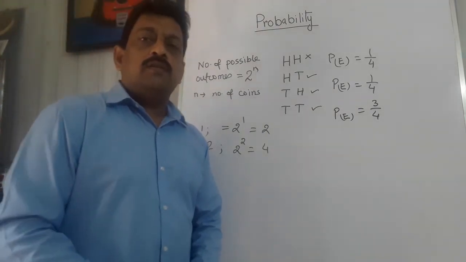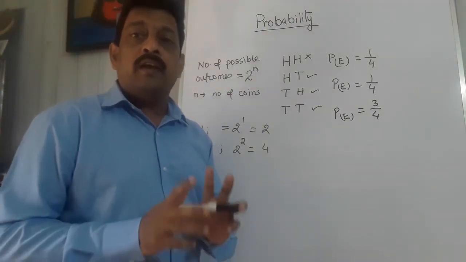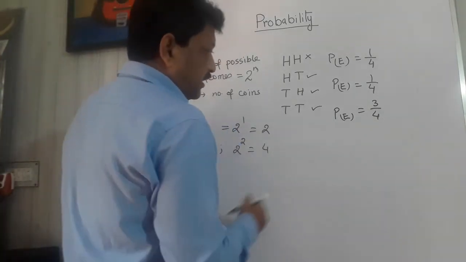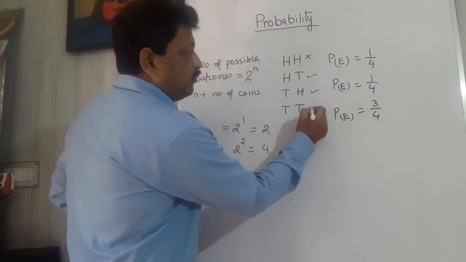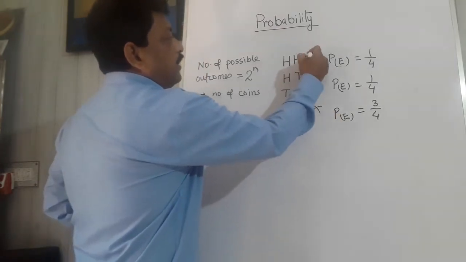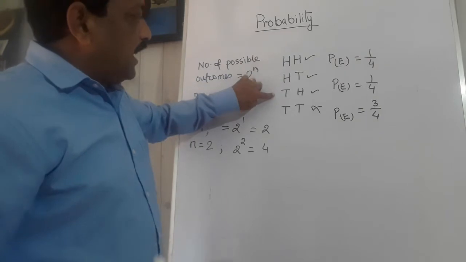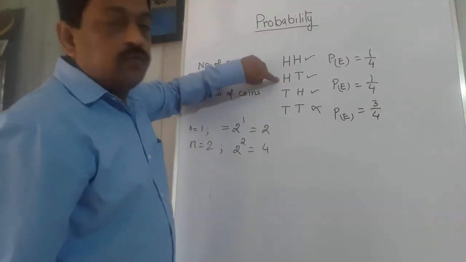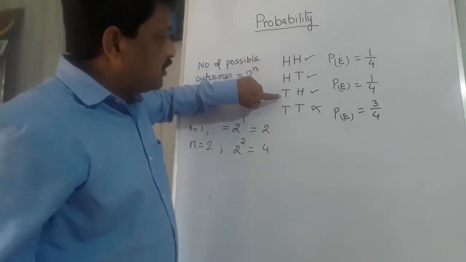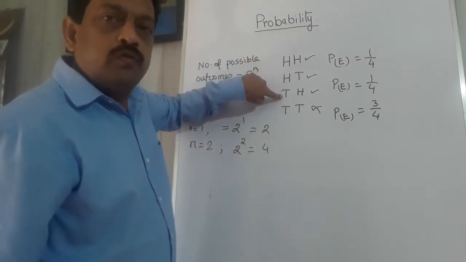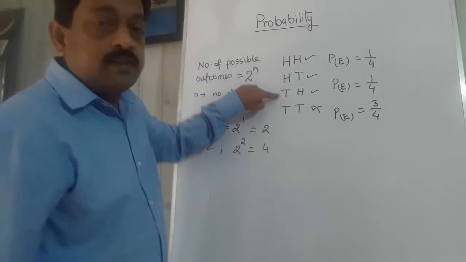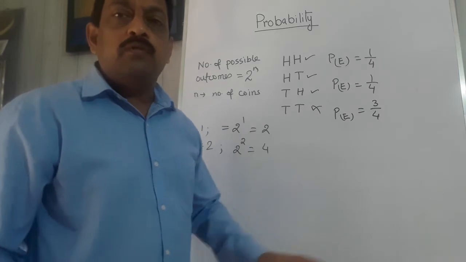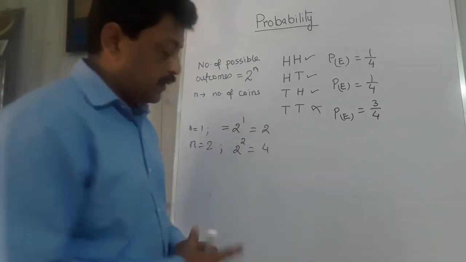So our answer is 3 upon 4. Similarly, if the question is asked at least one head, then also the answer will be 3 upon 4. In that case, this tail will be cancelled and we have to take these three outcomes. At least one head: there are two heads, we can take this. There is only one head, we can take this according to the question, and there is also one head, so we can take this. Therefore these three cases are favorable cases, so the probability will be 3/4.